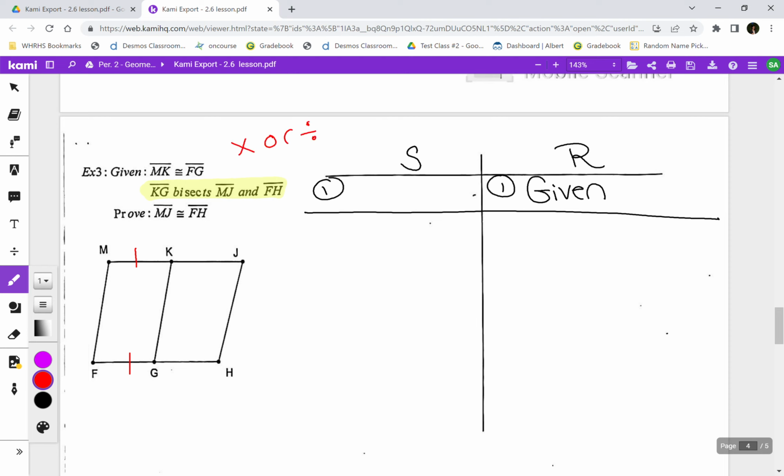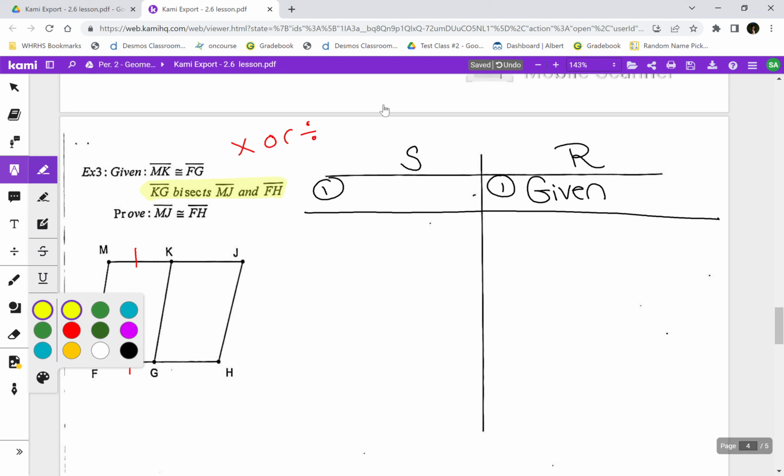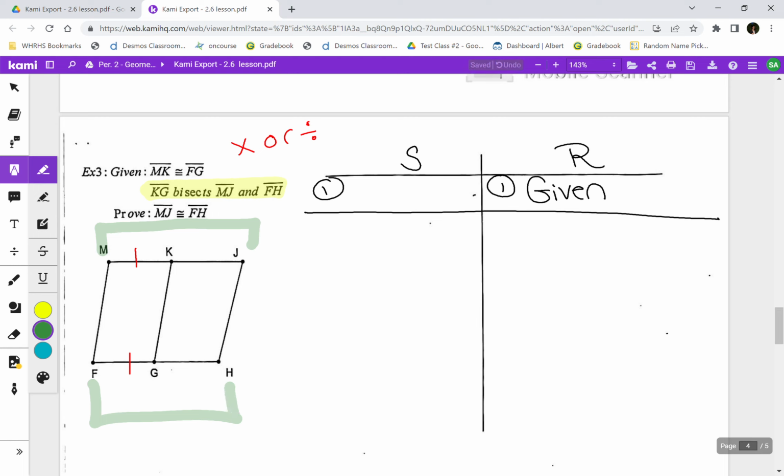All right, what is it that we want to prove? We want to prove that MJ is congruent to FH. So we want to prove this whole top segment is congruent to this whole bottom segment.